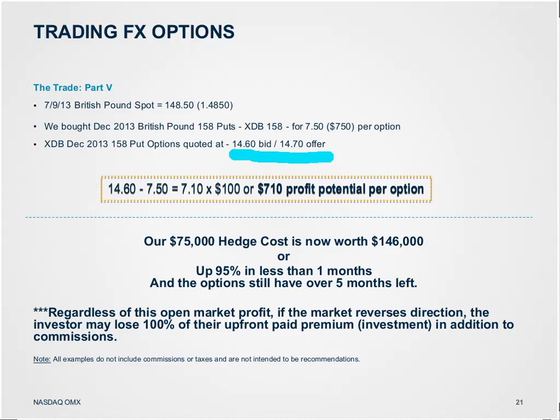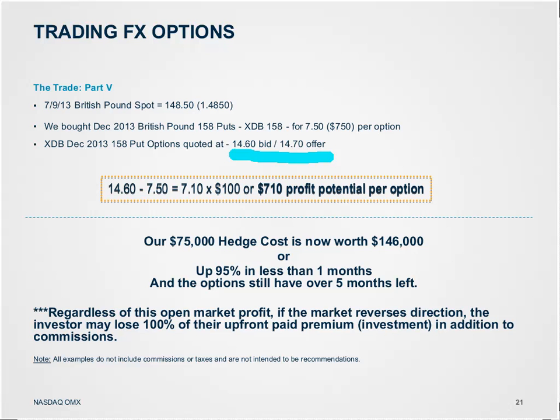So assuming you were going to sell your put options right there that second, you could actually realize a trade price of 14.60 points. Now again, subtracting out the premium you paid gives you a net premium gain of 7.10 points. So multiplying by $100, you've now got a profit of $710 per option. So that $75,000 hedge is now worth $146,000.